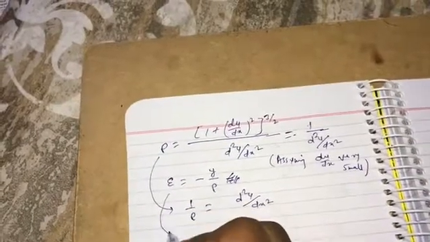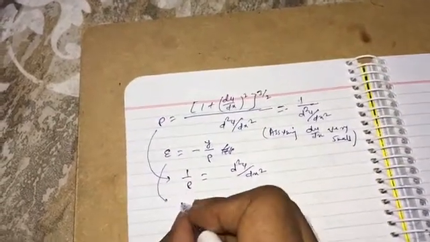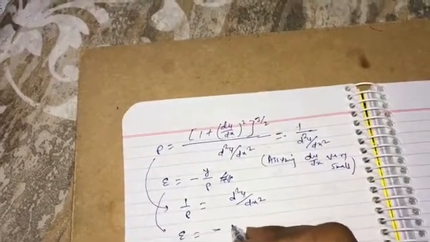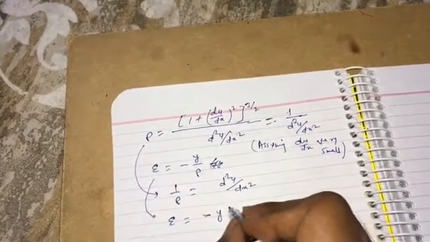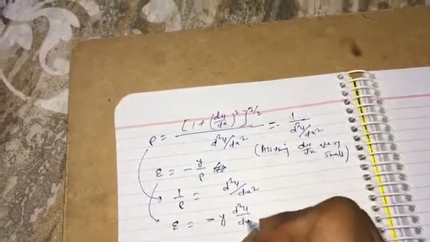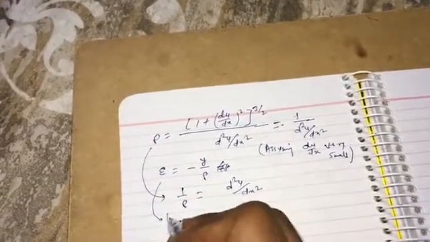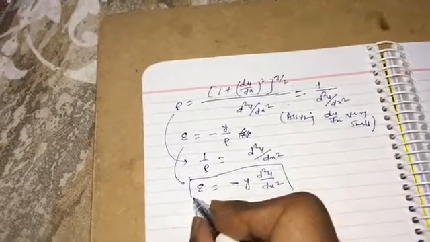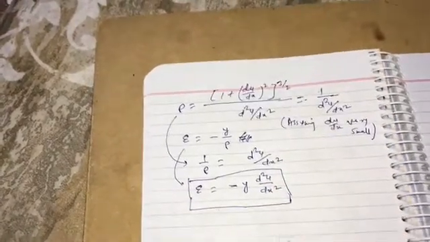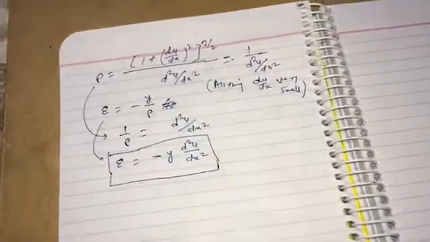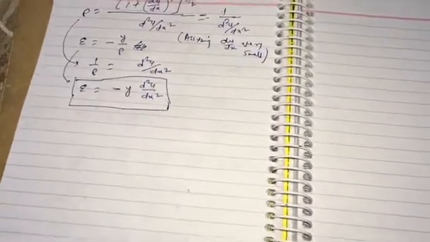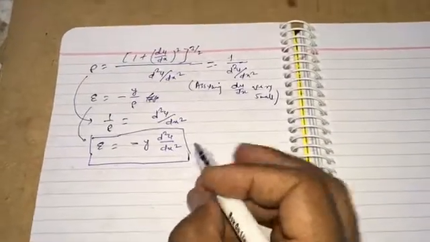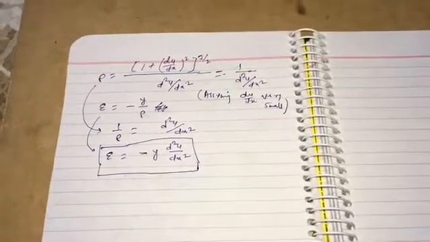Once we know that, we get the strain equal to minus y times d square u over dx square. So this is what the strain is. This way we get the strain in terms of u now. So the first task is done already.